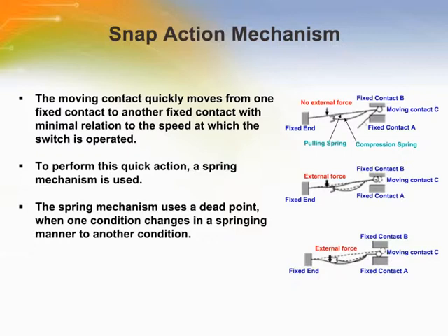The spring mechanism generally uses a dead point, which is the critical action point when one condition changes in a springy manner to another condition. When force is applied to the actuator in the travel direction, pressure builds in the snap spring until the actuator reaches the travel operating position. Then a set of movable contacts accelerates from its normal position to a set of fixed contacts.